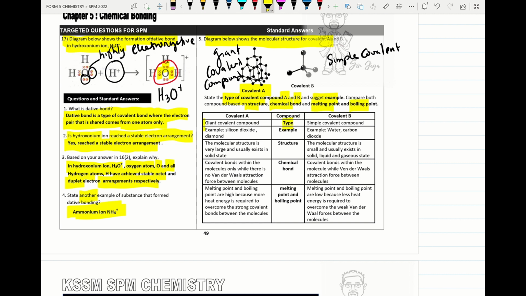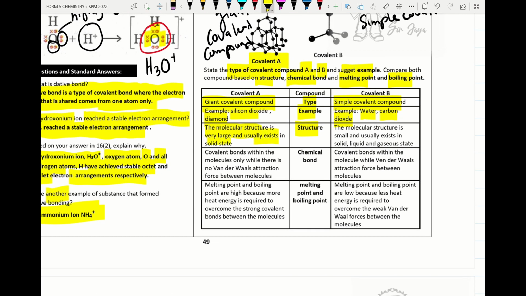So A type of compound is giant covalent compound, B is simple covalent compound. Examples: silicon dioxide, diamond or graphite also can. Water, carbon dioxide, ammonia molecule all can. The molecular structure is very large, usually exists in solid state. The structure for the simple covalent compound is small, usually they exist as solid, liquid and also gases.